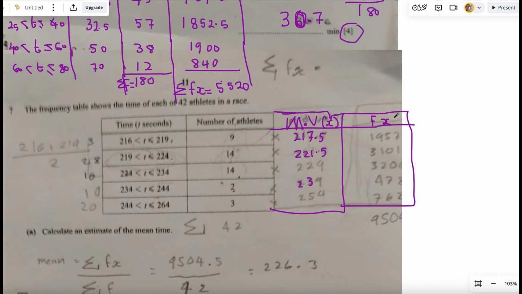Now we have to find f of x. Remember, this number of athletes is called the frequency. So you multiply this times this. Now let's multiply. Can we double check? 9 times 217.5, we get 1,957, right? For the first one.